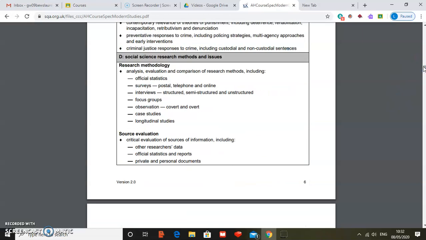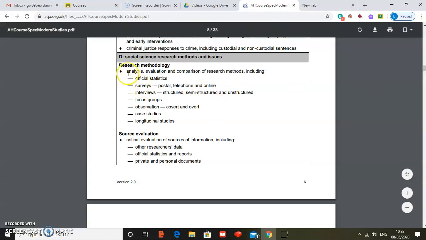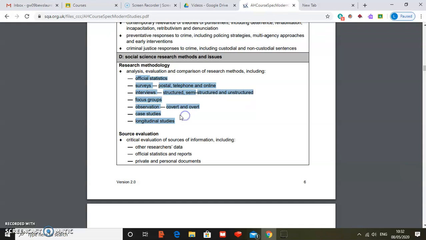The second section, where the 15-mark questions are, as you've seen, is the research methodology. And in this, it tells you basically, when we're looking at the analysis, evaluation, and comparisons of research methods, these are the ones we have to have done. We have to have done official statistics, surveys, interviews, focus groups, observation, covert and overt. So we're looking at things like Howard Parker, Ross Kemp, case studies, and longitudinal studies. Things that are much longer in the sense that we've got more evidence. And we'll look at some Harvard stuff there. Now, you'll look at the positives and negatives and about how they're better than others for certain aspects.